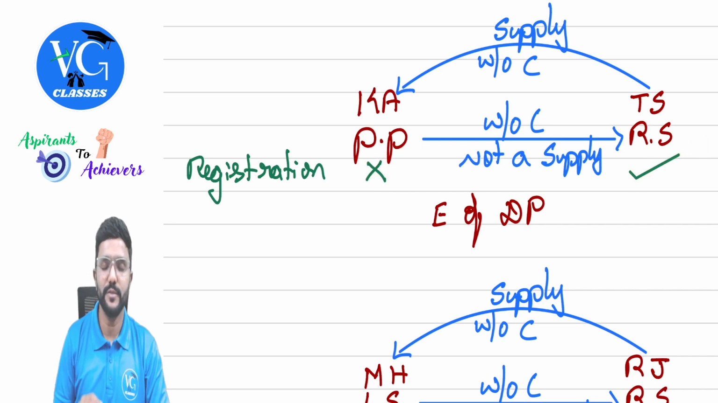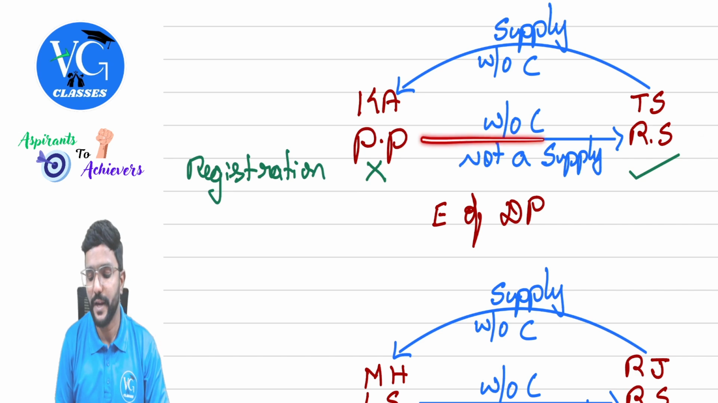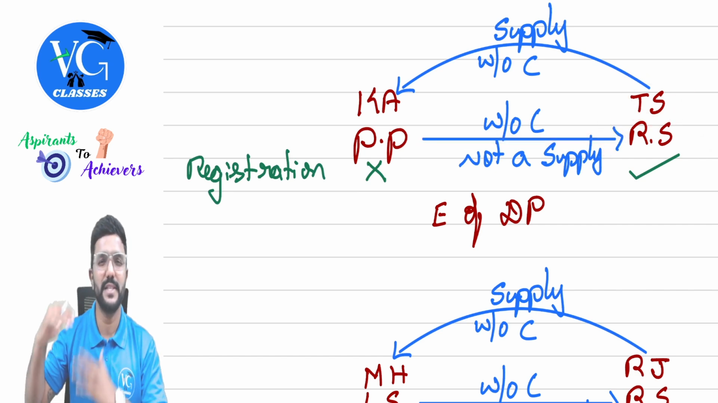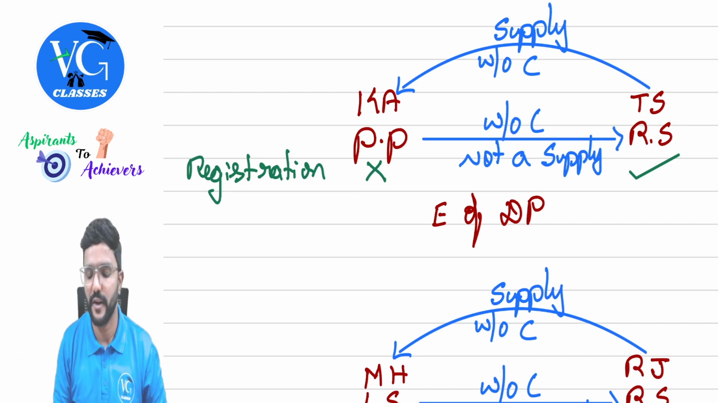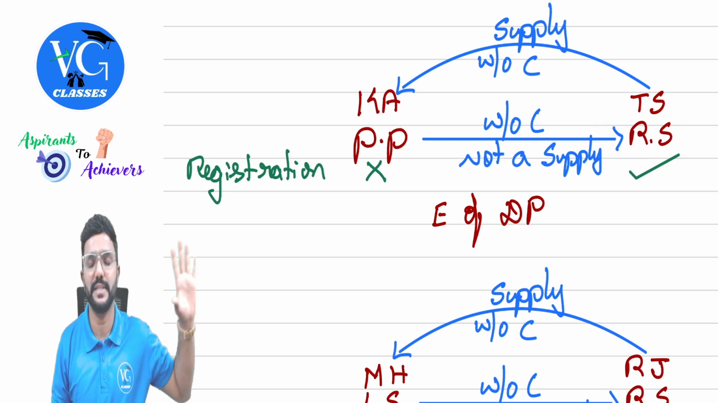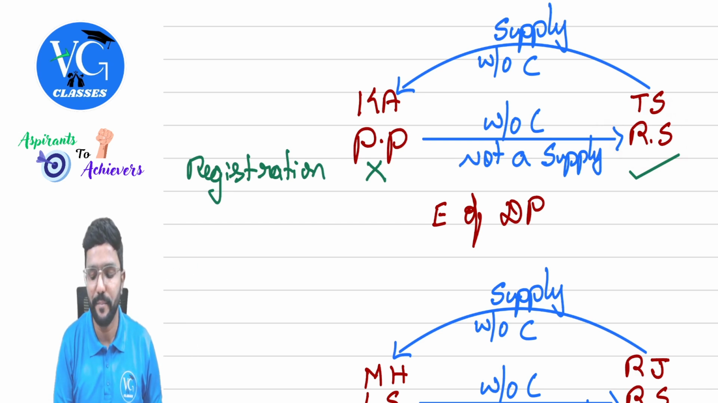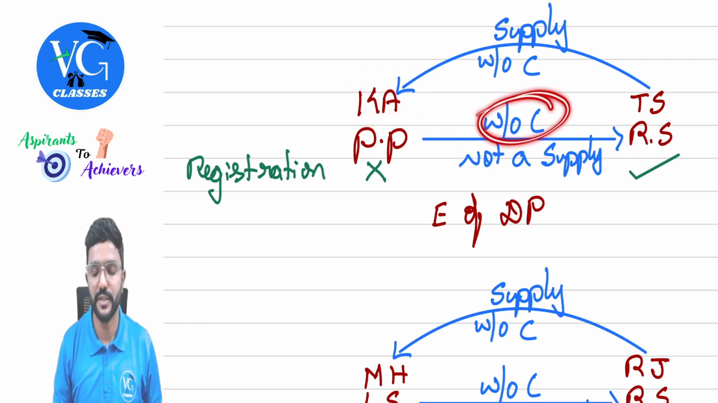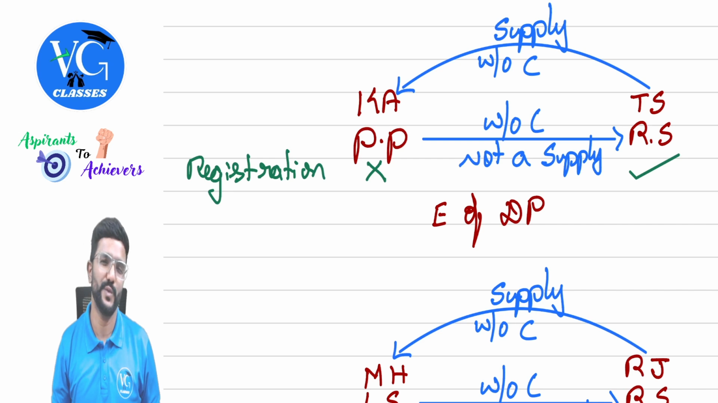Now assume petrol has been supplied to my Telangana state branch, to the vehicles used there. Assume we are using a few vehicles for our restaurant business in Telangana. So petrol has been supplied from Karnataka without consideration. Is it a supply, guys? No, sir. It is not a supply.